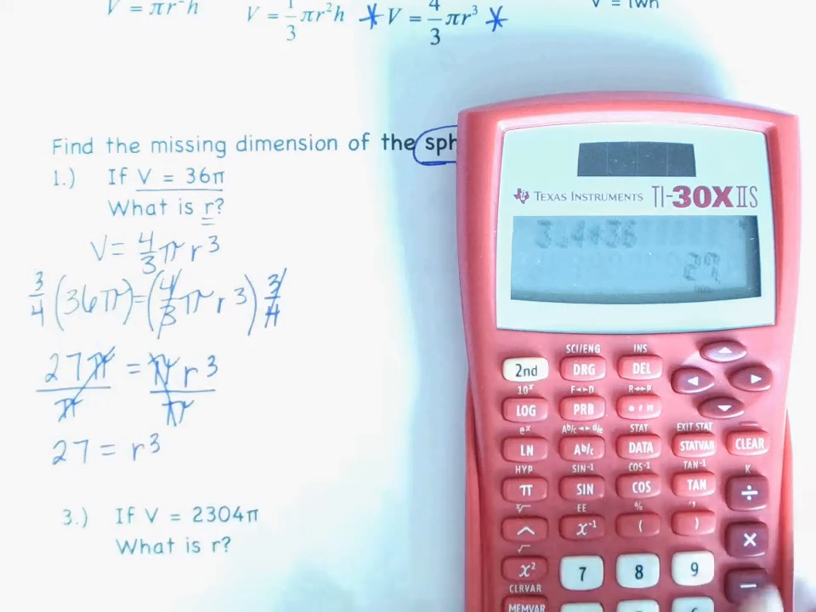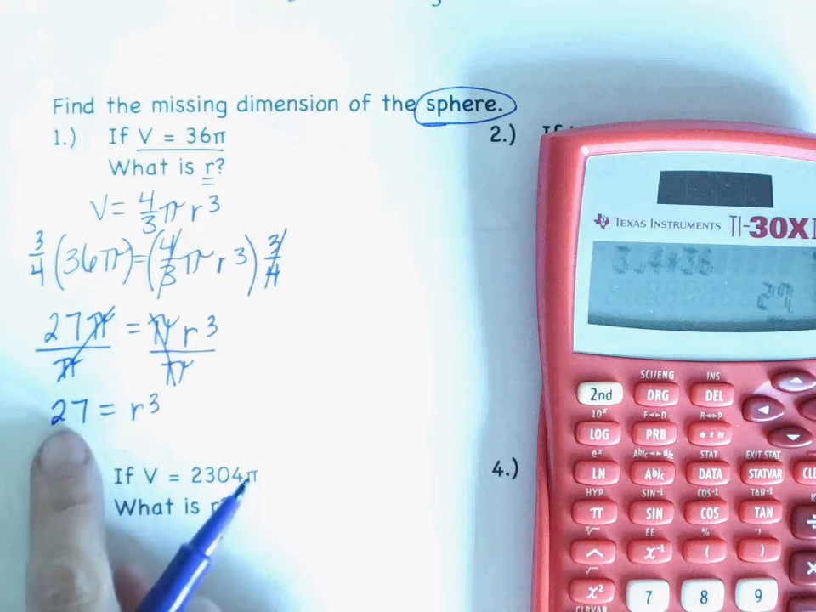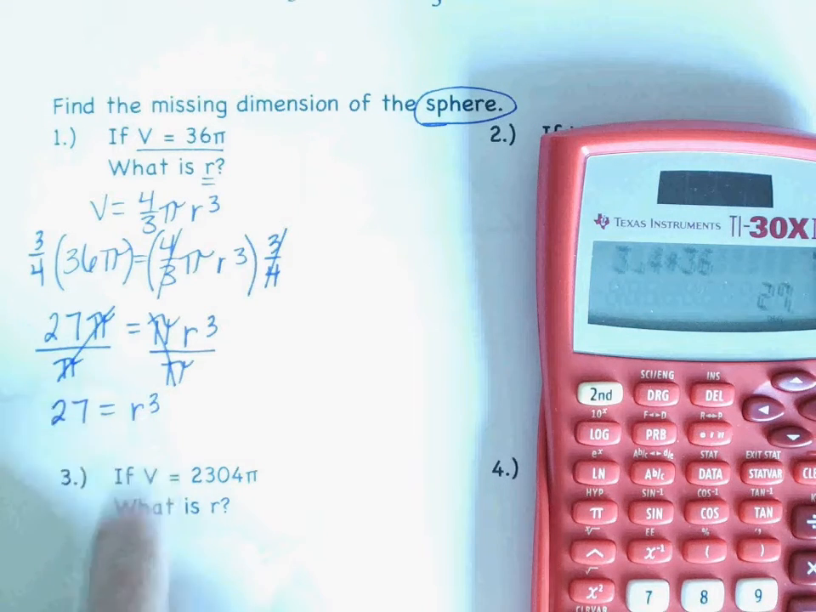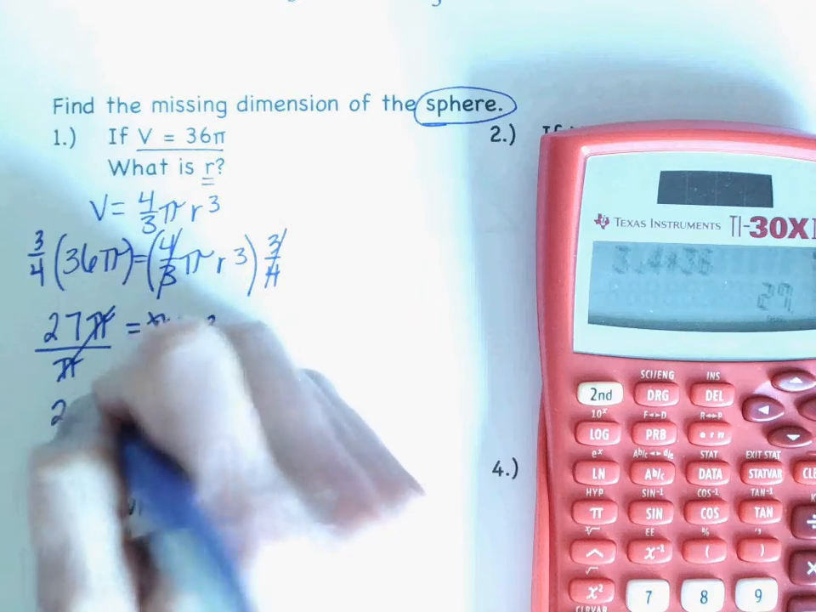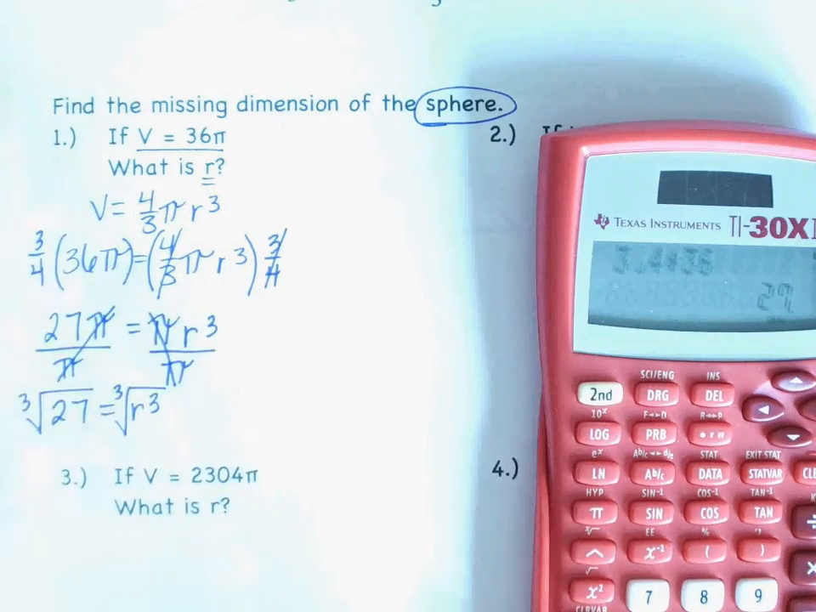All right, now I have to think about what number times itself will give me 27. Okay, that's how I'm going to solve for r. Remember how if we had r squared, the inverse is square root. So if I have r cubed, the inverse is cube root. Okay, that's what cube root looks like.